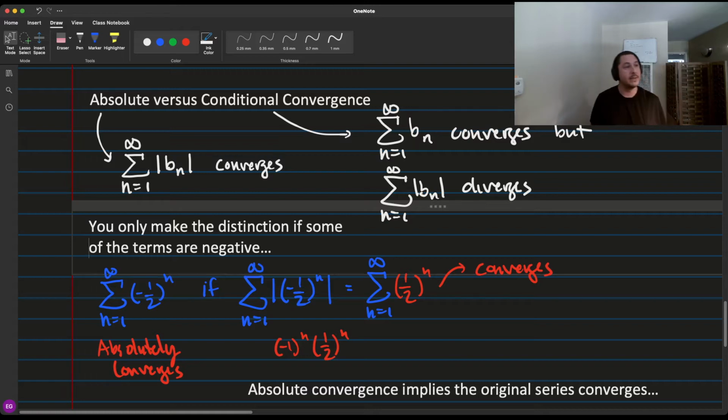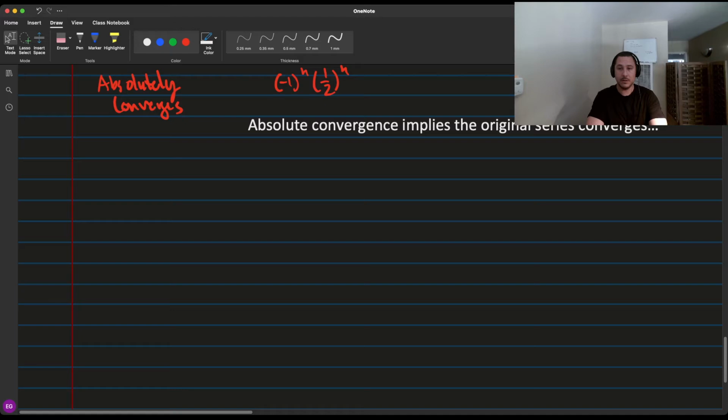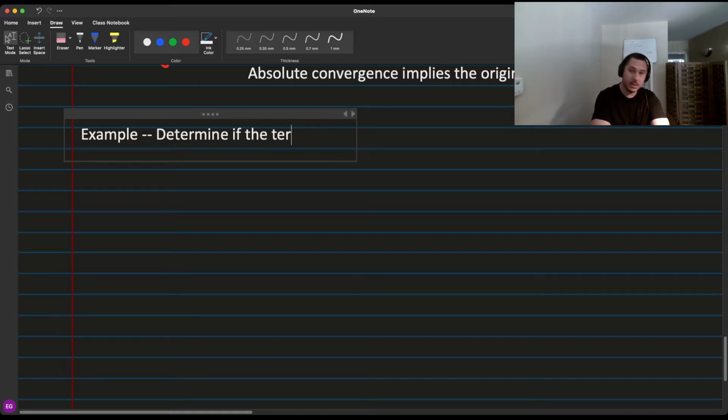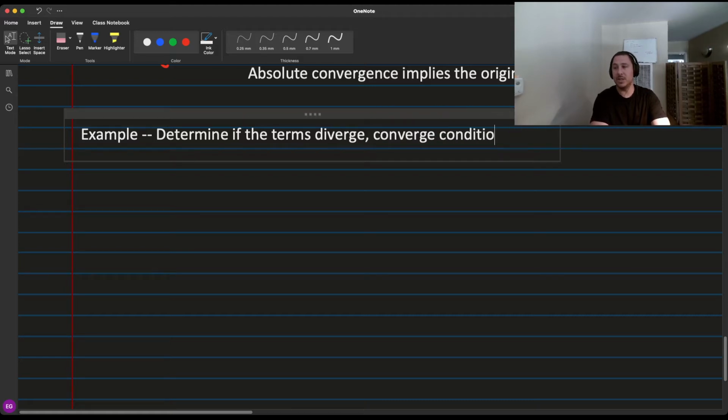So let's look at some examples of those. Example: determine if the series diverges, converges conditionally, or converges absolutely.